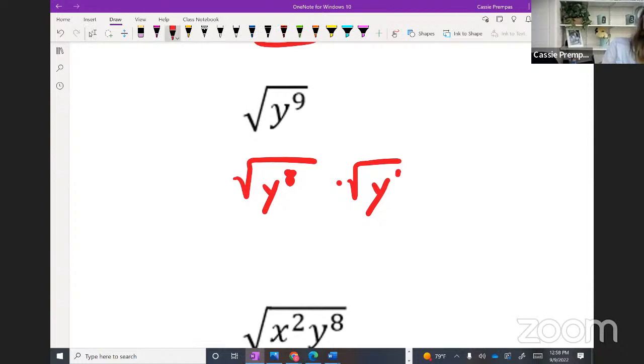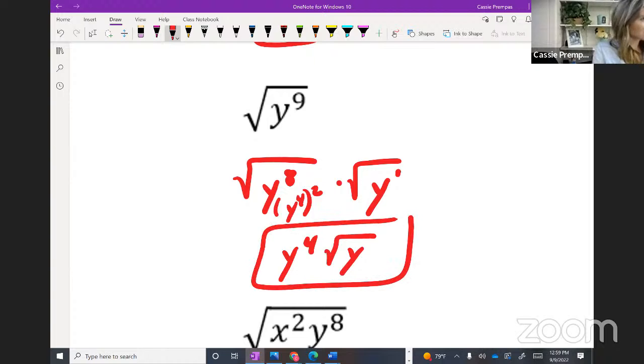So square root of y to the 8th. Does anyone know square root of y to the 8th? It's y to the 4th. And if I'm thinking about how does that work, it's because y to the 4th squared is what produces y to the 8th. So I have y to the 4th square root of y.